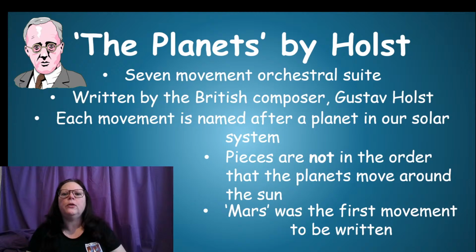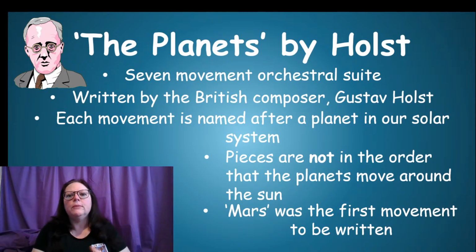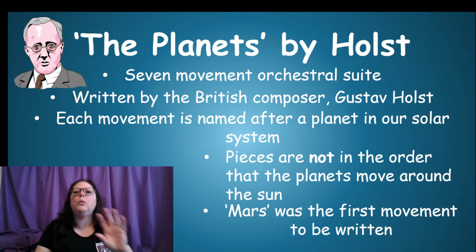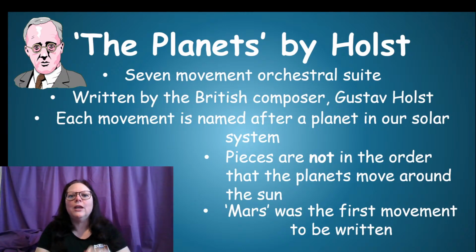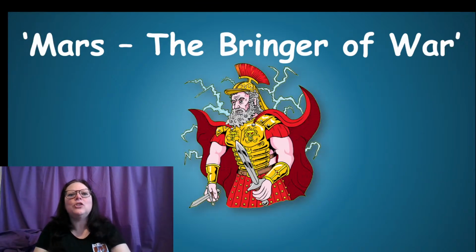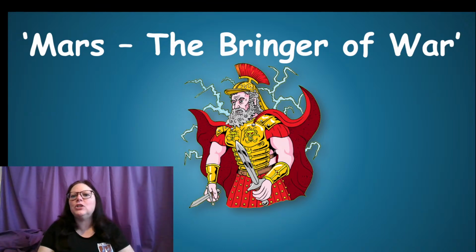Okay, so that gives you a bit of background to the planets, the suite as a whole. And you can see our little picture there of Gustav Holst in the corner, just in case you weren't sure who this picture was about. That's Gustav Holst. Okay, so Mars, the bringer of war. Let's just find out a little bit about Mars himself before we start delving into the music side of things.